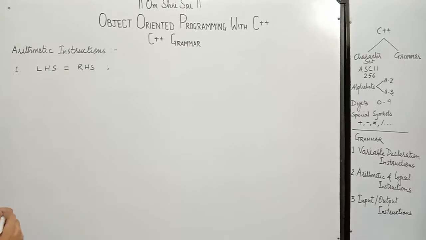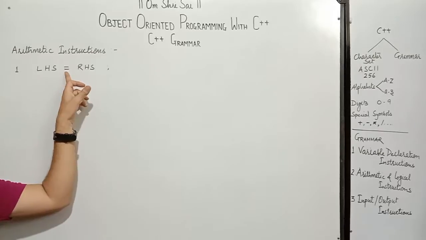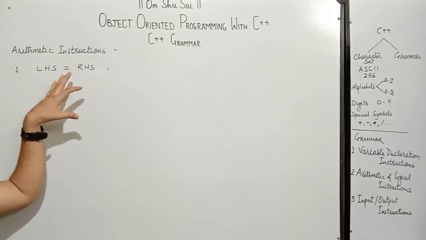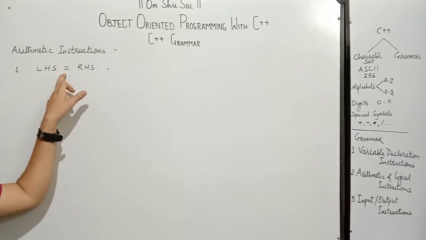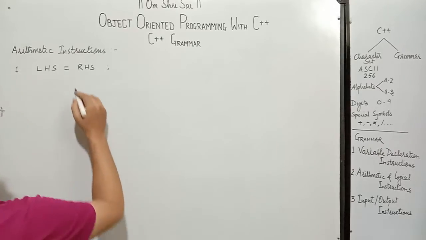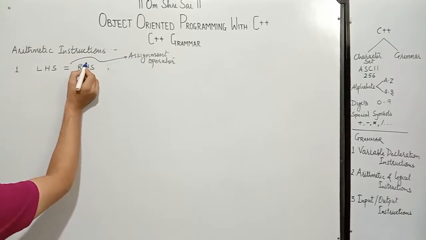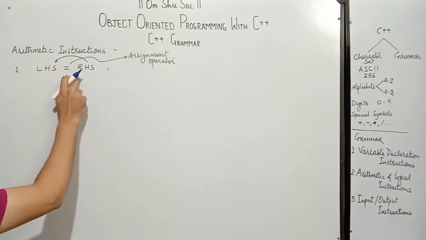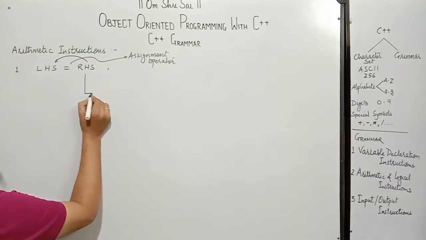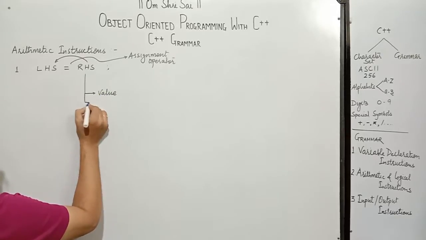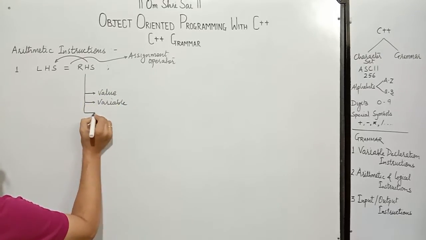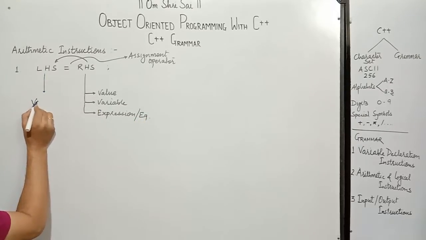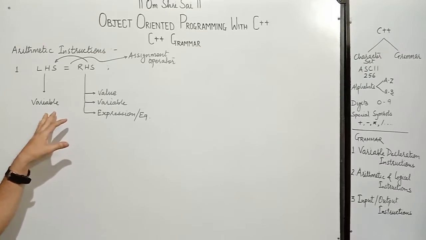Now, in mathematics, this operator is equality operator, which specifies that the left hand side is equal to the right hand side. But here in C++, this operator is not an equality operator, rather it is known as the assignment operator. And the task of the assignment operator is to assign the right hand side to the left hand side. The reverse is not true. At right hand side, either I can place a value or variable or an expression or equation, but at left hand side I can only place variable. Now one by one we should discuss all the cases.